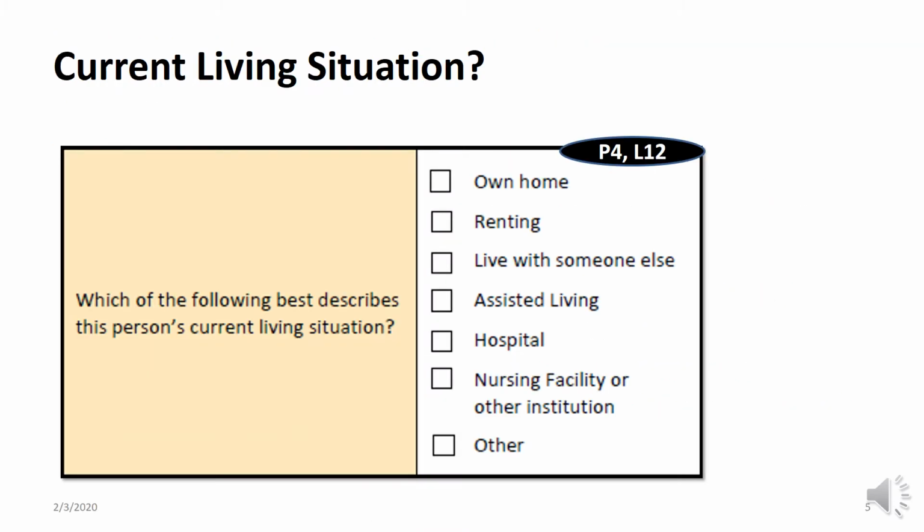On page 4, line 12 of the application, which of the following best describes this person's current living situation? They own their own home, they're renting, live with someone else, assisted living facility, hospital, nursing facility, or other institution.